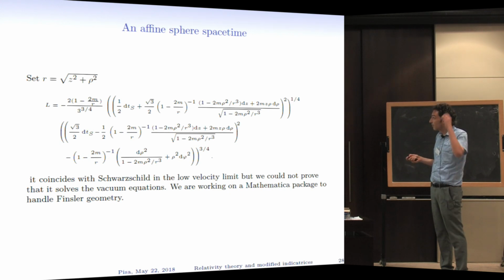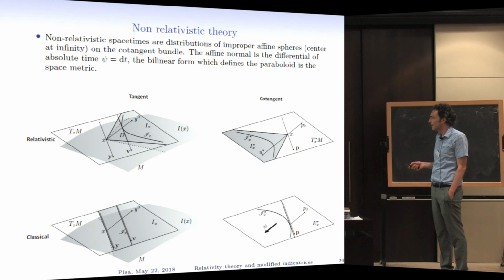So here is an example of an affine sphere spacetime that in a certain velocity limit gives back Schwarzschild, but it does not really solve, at least I don't know if it solves, some vacuum equations of Finsler gravity. So in general, Finslerian gravitational equations are quite complicated.